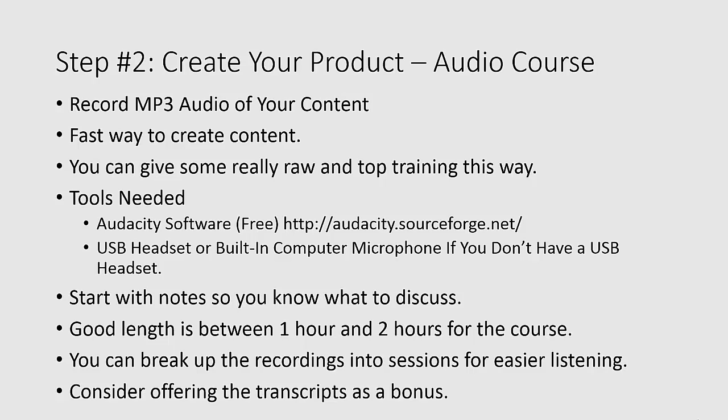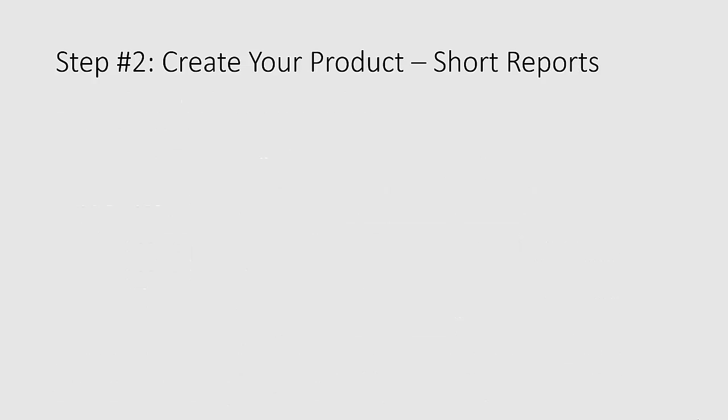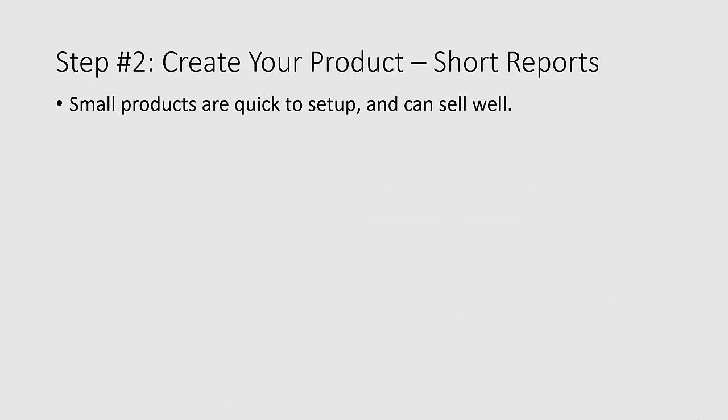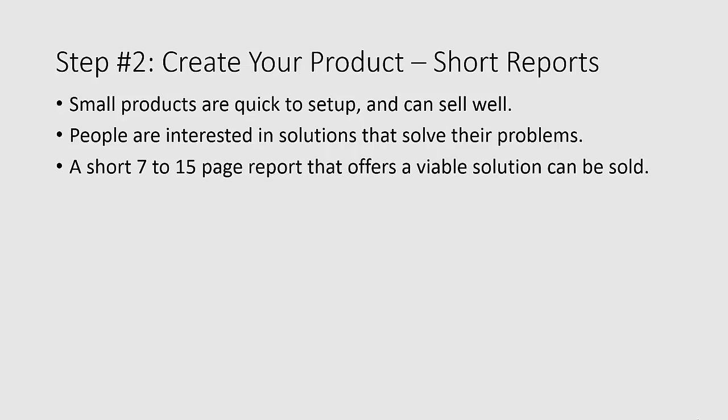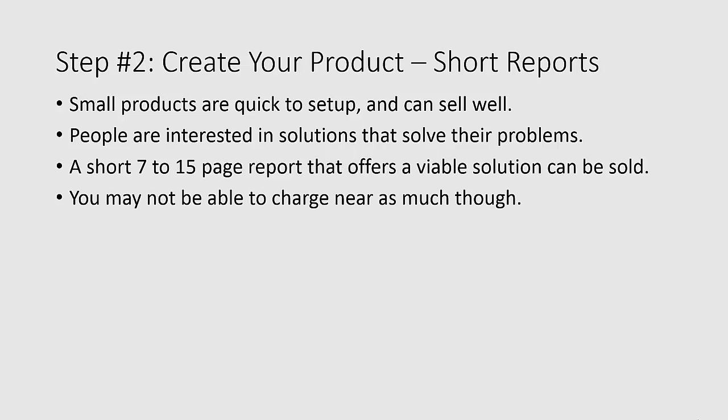And that way, if you're selling it as an audio course, your bonus could be an ebook, or vice versa. You sell the ebook and then the bonus is an audio course. So, another set of products you could create: instead of audio courses, videos, and ebooks, you've also got a series of short reports. These are small products, they're quick to set up, and they can actually sell very, very well. People are interested in solutions that solve their problems. A short 7 to 15 page report that offers a viable solution can be sold very quickly and very easily.